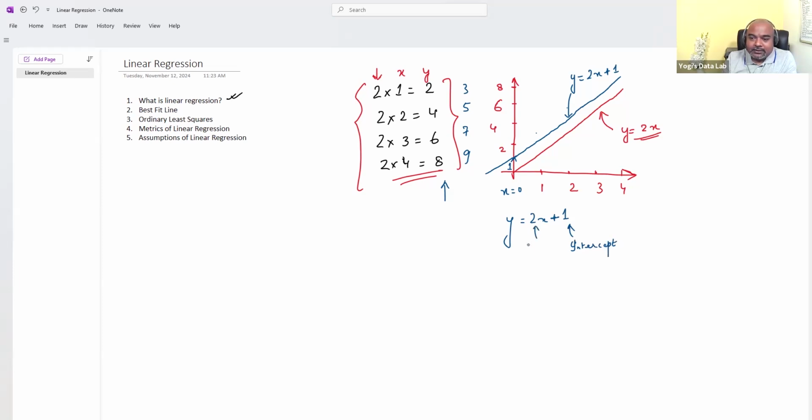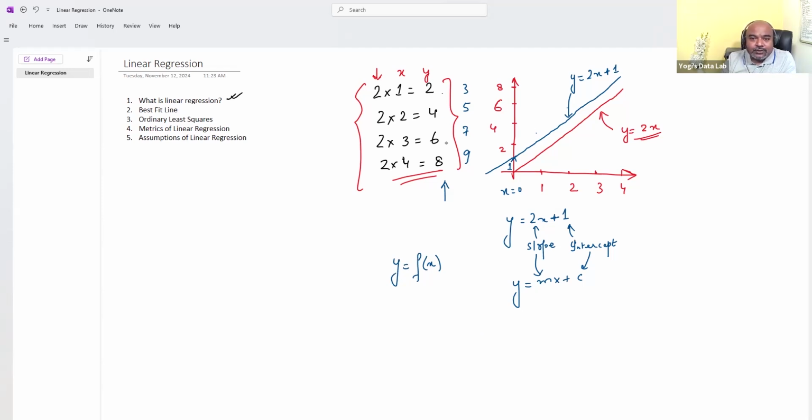And this value is known as the slope. If you can relate this with your coordinate geometry where you studied y is equal to mx plus c, c is the intercept and m is the slope. And we can say that y is a function of x, and this function can be anything.